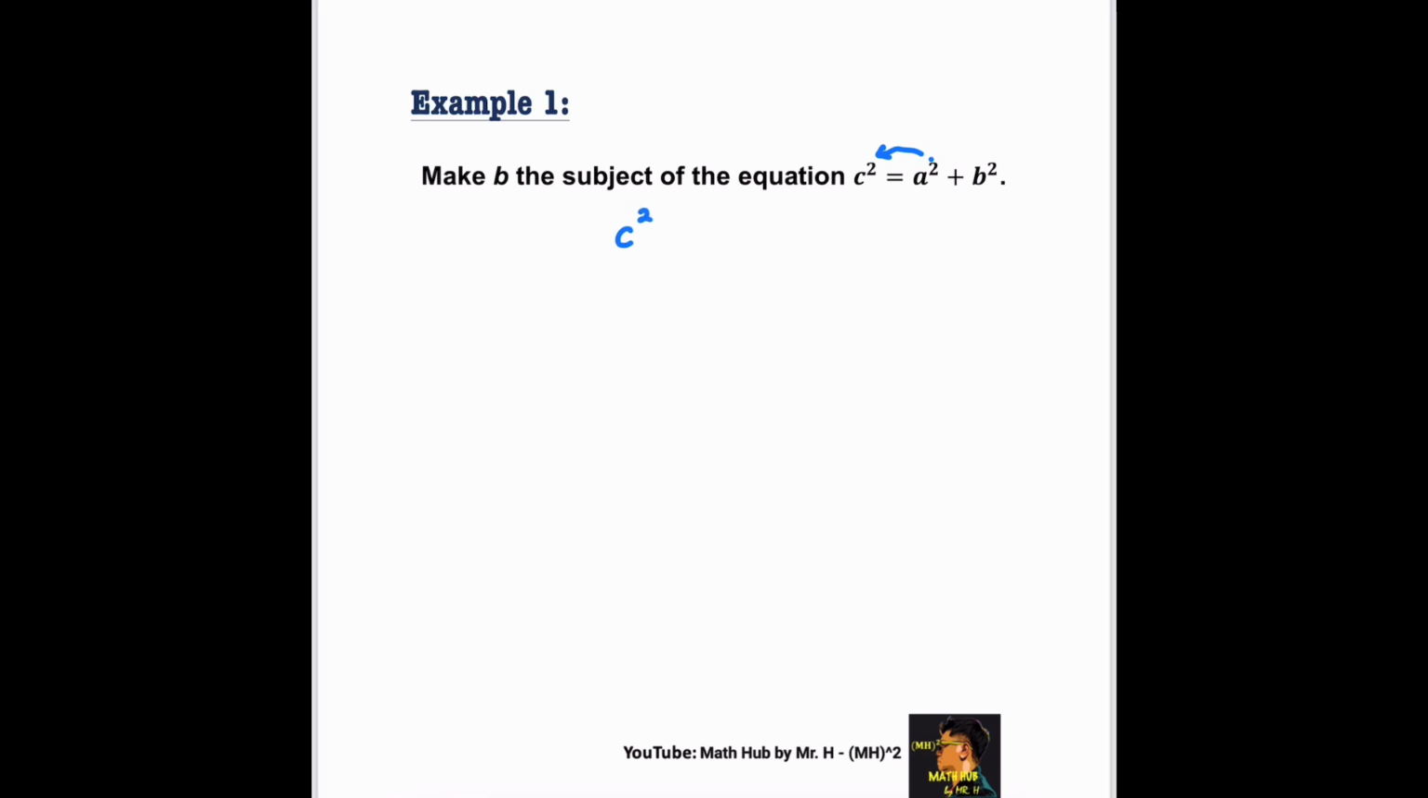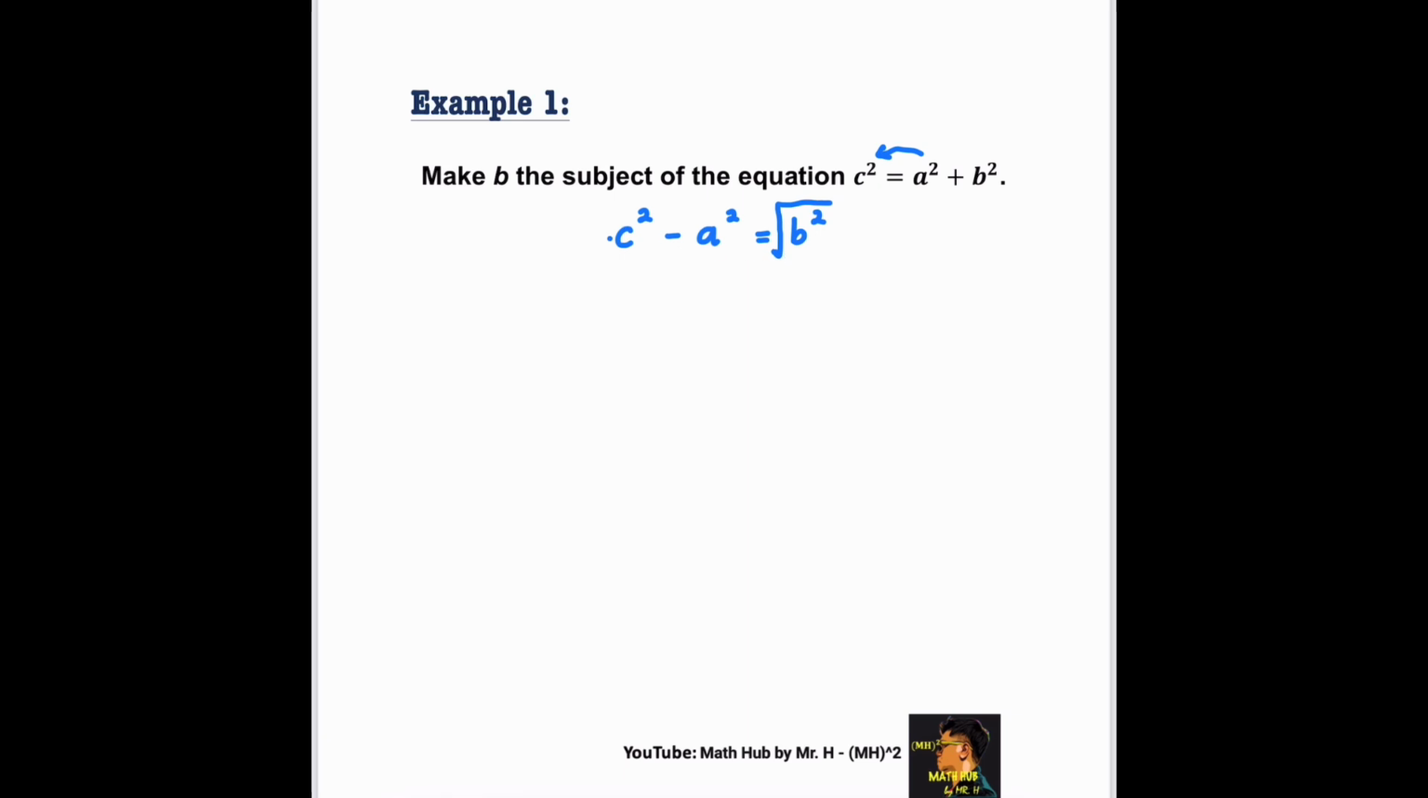However, a squared jumps over to the left-hand side. From positive, it will become negative. So c squared minus a squared equals b squared, which stays on the right-hand side. And you notice that b has an exponent of 2. In order for us to reduce it from b squared to b, the opposite of squaring is taking the square root of it. So from b squared, to make it become b, we need to take the square root of that.